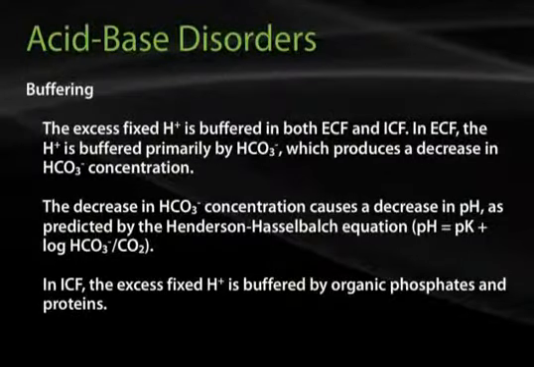The excess fixed hydrogen is buffered in both the ECF and the ICF. In the ECF, the hydrogen is buffered primarily by bicarbonate, which produces a decrease in bicarbonate concentration. The decrease in bicarbonate concentration will cause a decrease in pH, as predicted by the Henderson-Hasselbalch equation. In the ICF, the excess fixed hydrogen is buffered by organic phosphates and proteins.